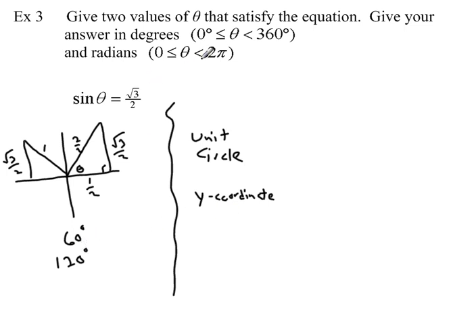Now we also need to find our angle in radians, so we need to think, okay, 60 is a third of the way to a straight line. 120 is 2/3 of the way to a straight line. But again, if you use your unit circle to find those answers, you can come up with those right away.